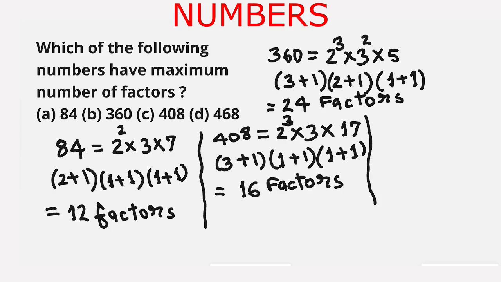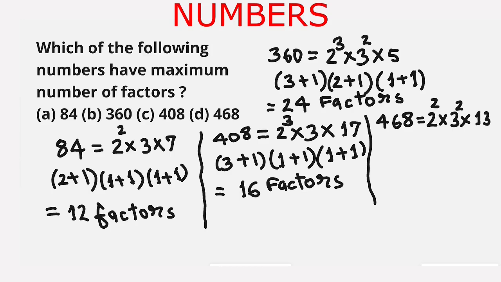Now 468. 468 equal to 2 to the power 2 multiplied by 3 to the power 2 multiplied by 13. 2 to the power 2 is 4. 3 to the power 2 is 9 multiplied by 13. 13 times 4 is 52 and 52 times 9 is 468. 52 is 50 plus 2. 50 times 9 is 450 and 2 times 9 is 18. So 450 plus 18 is 468. This way you should do the fast calculation.